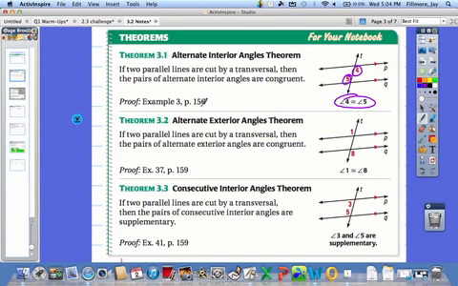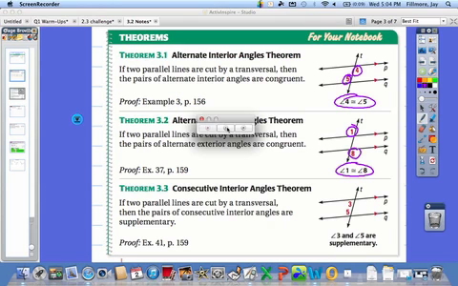Alternate exteriors are also congruent, just like corresponding angles. Again, there's a proof on page 159, example 37. And lastly, theorem 3.3, our consecutive interior angles theorem. They're not congruent like the rest of them, they're supplementary.